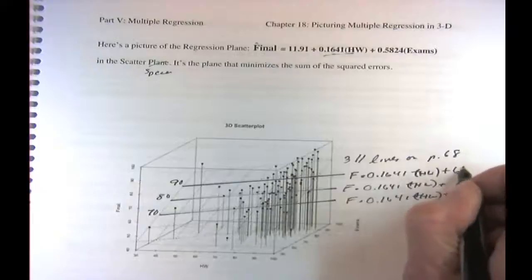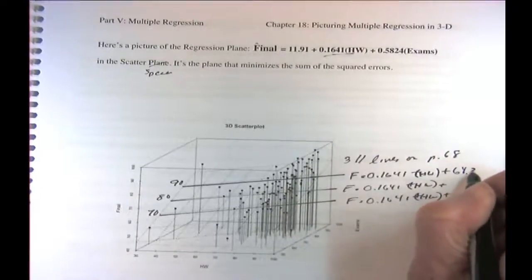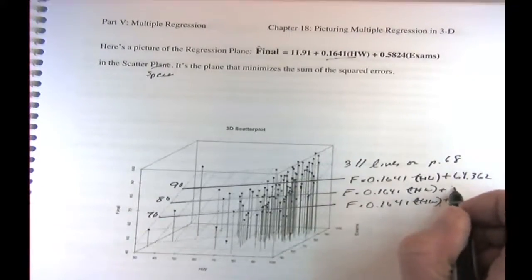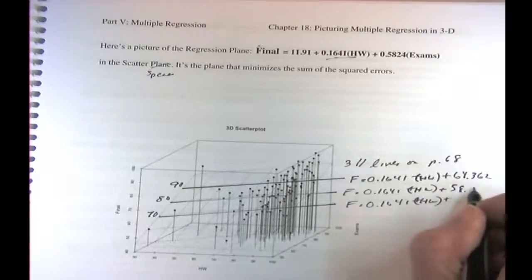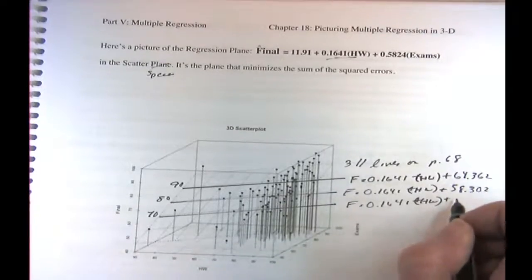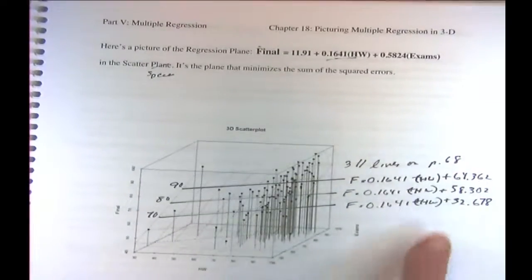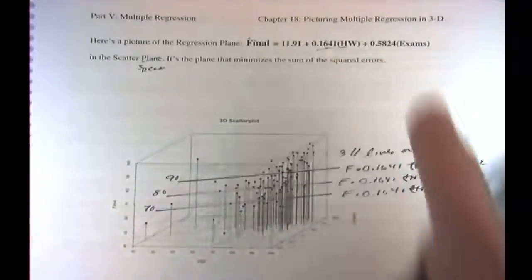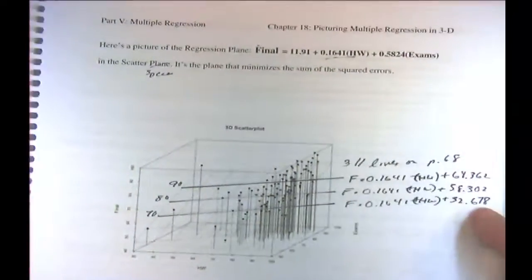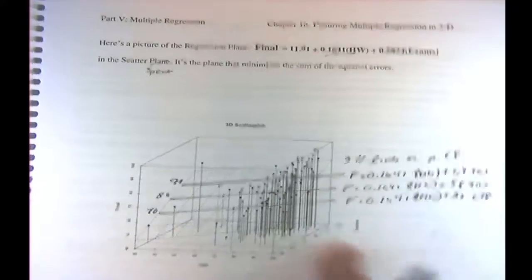We said this one was about 64.362. We said this is about 5 less, 58.302, and this one was another 5.5 less, 52.678. Okay, it was that, 5.824 less. That's what we've got.